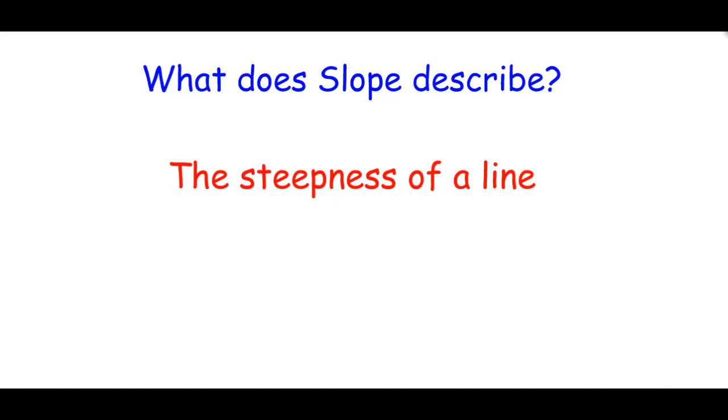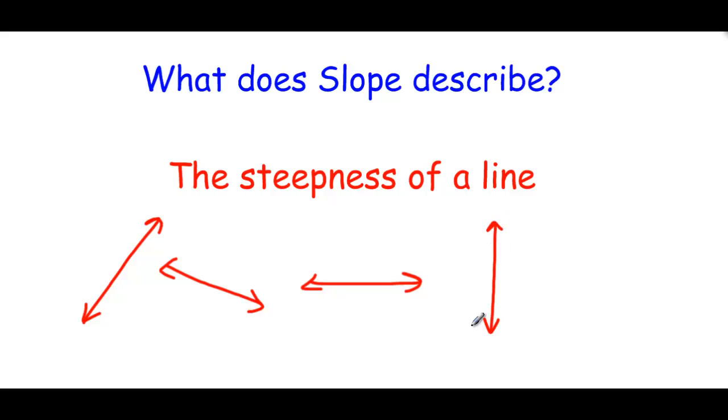So what does slope describe? Slope is actually the steepness of a line. So what that means is basically how slanted it is. Is it going up and down pretty steeply? Is it completely horizontal? Is it straight up and down? It'll tell us if it's a positive slope, if it's a negative slope.